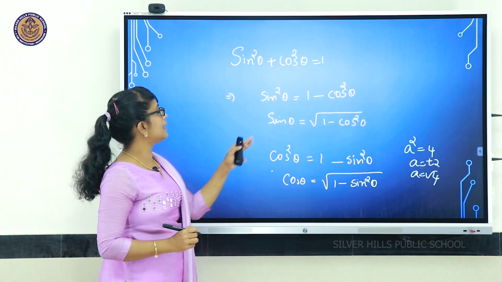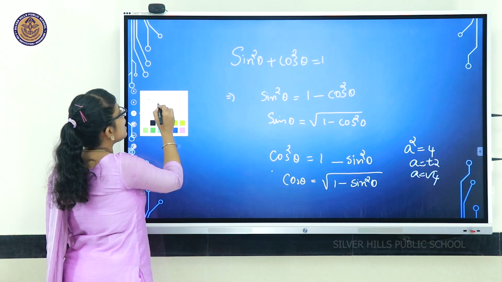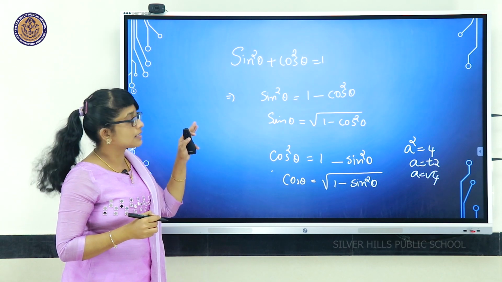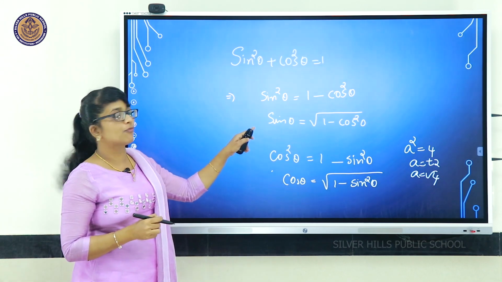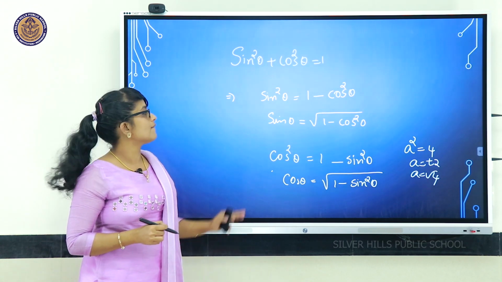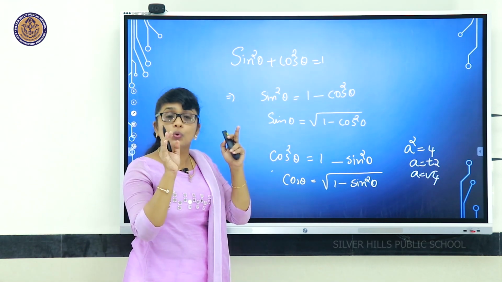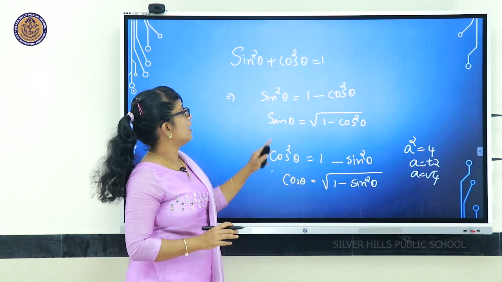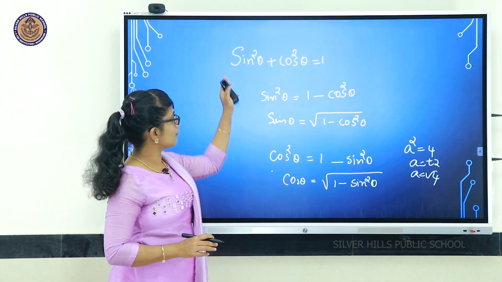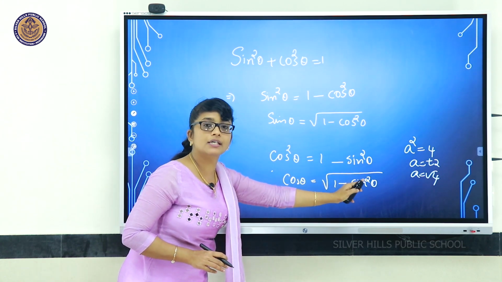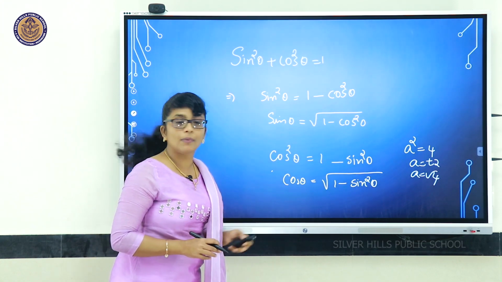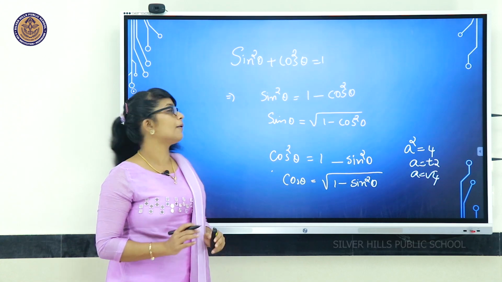So, from this identity sin square theta plus cos square theta equal to 1, we can form sin square theta equal to 1 minus cos square theta, sin theta equal to root of 1 minus cos square theta, and cos square theta equal to 1 minus sin square theta. We are transposing this sin square theta to this side. Then cos theta equal to root of 1 minus sin square theta.